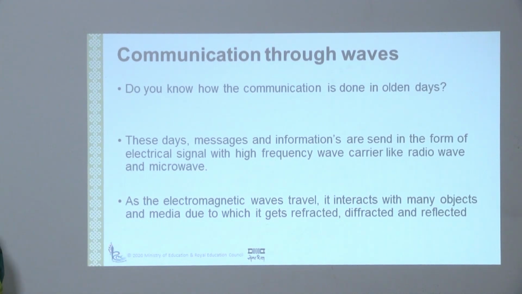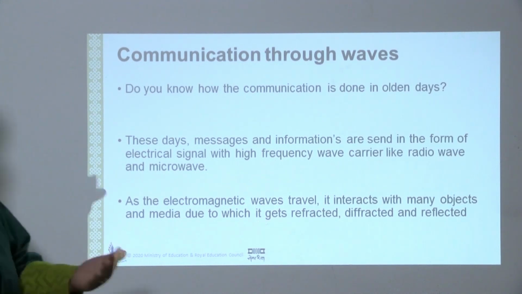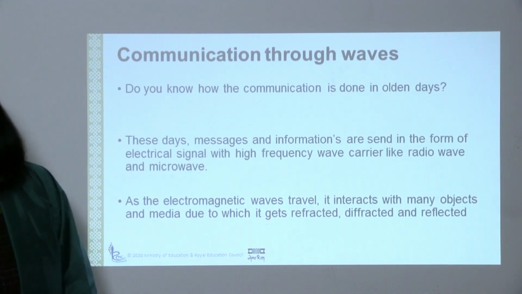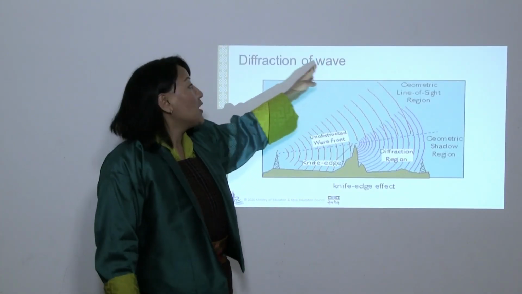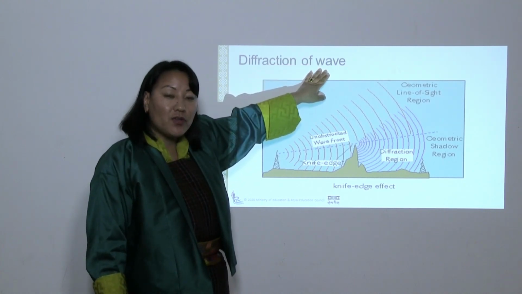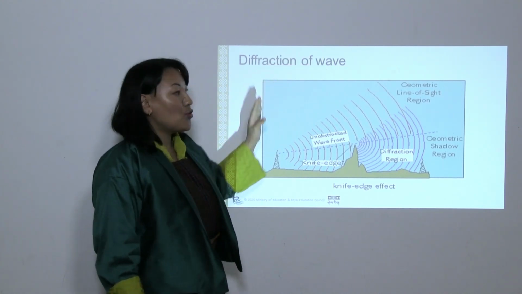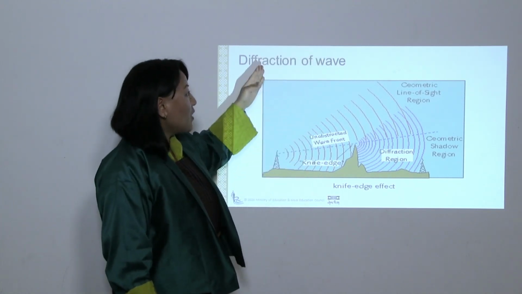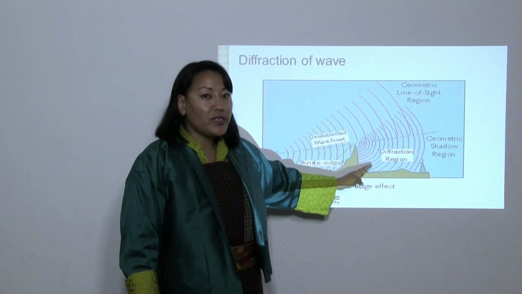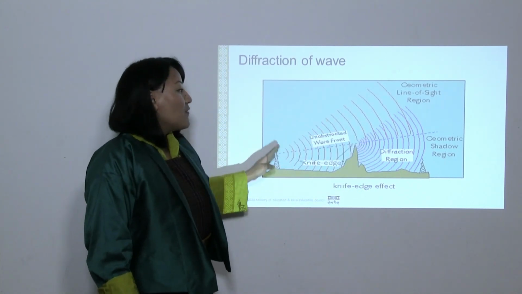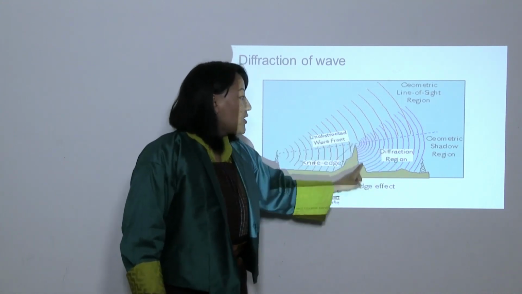As the electromagnetic wave travels, it interacts with many objects and media, due to which it gets refracted, diffracted and reflected. Now let's see how diffraction and reflection of waves take place. This is the diffraction of wave. Most of the time, diffraction of waves plays a very important role in transmitting signals from one place to another. Because when the wave undergoes diffraction, it will be able to reach the places which are not accessible to the signal. For example, the diffraction region.